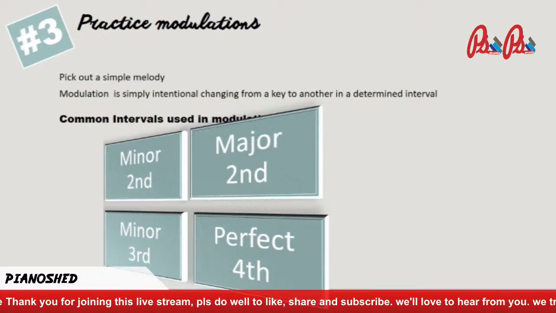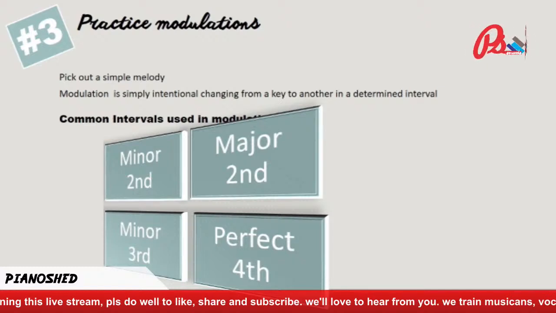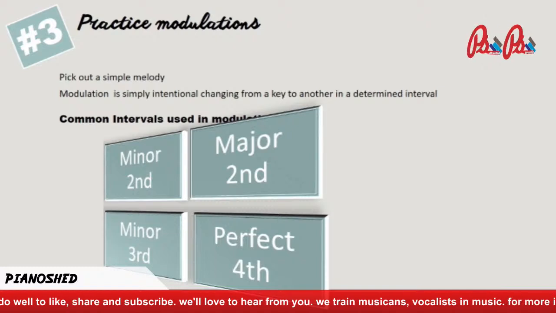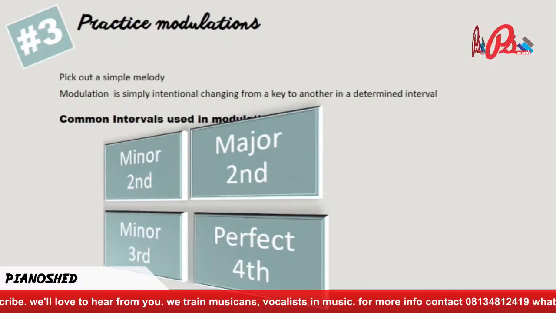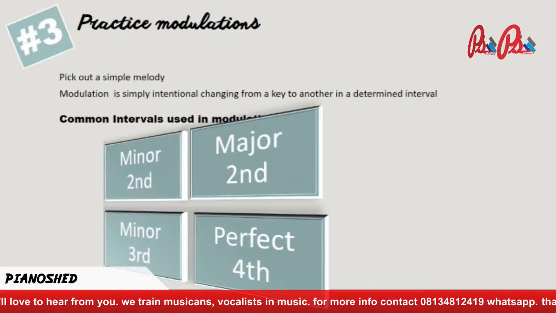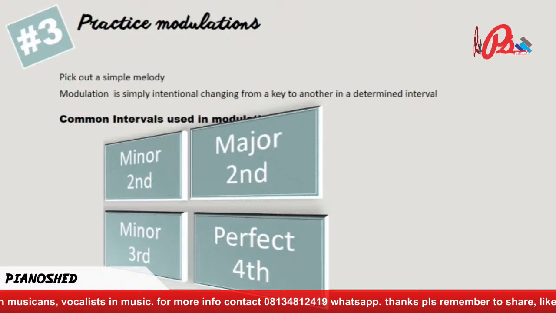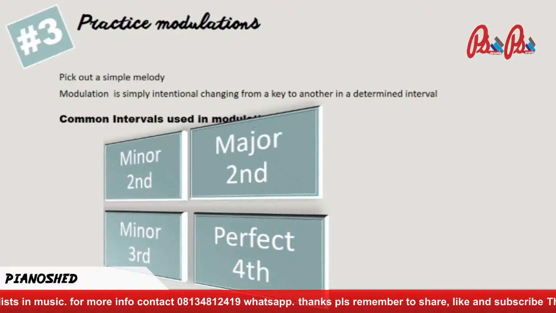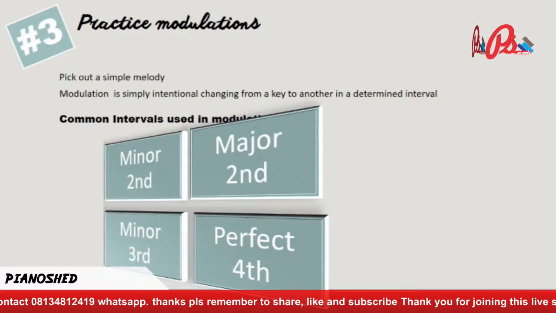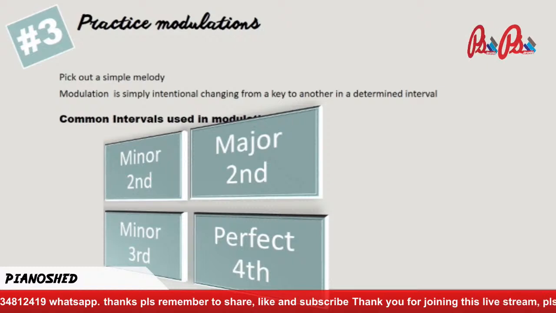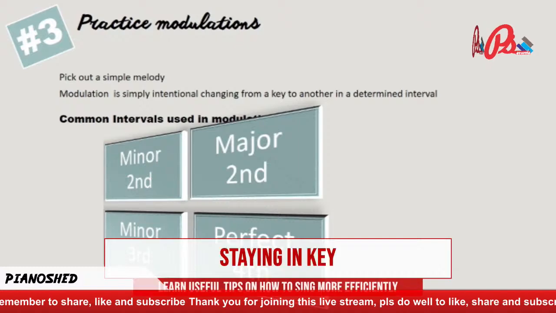When you move, let's say, from C to C sharp, that's a minor second. Then you have to know your major second. This one is the simplest one, the one people just do a lot. Then you have the minor third interval. This one you are going from your major to your relative minor.